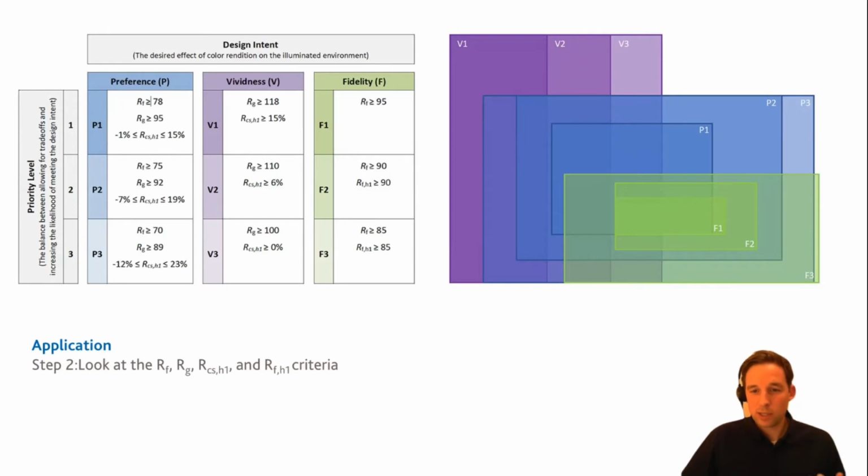What we need to do is take the fidelity, the gamut, the chroma shift in hue angle bin 1 and the fidelity of hue angle bin 1. And those are then our criteria for sorting potential sources for the specification. So it will give you at the very least the four measures that you need, and it will tell you the criteria that those need to meet. Now, you don't have to use all of them. You can just say, I want fidelity and gamut, and I'm not too concerned about the specific red stuff, but it really gives you a bit more of a bulletproof criteria for sourcing things for specification.